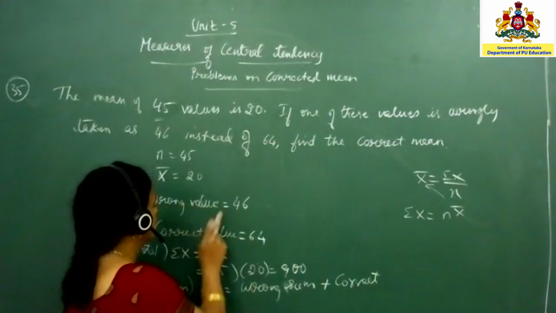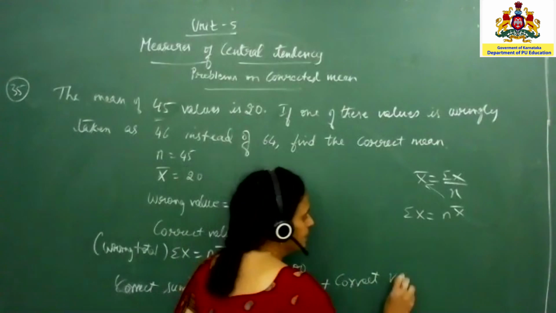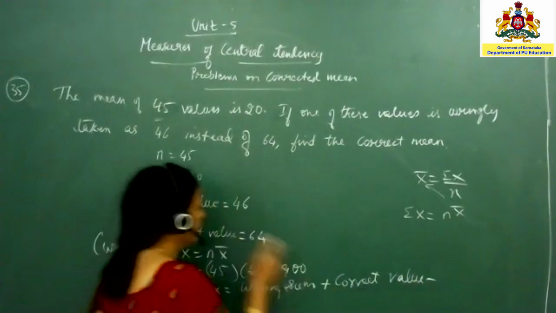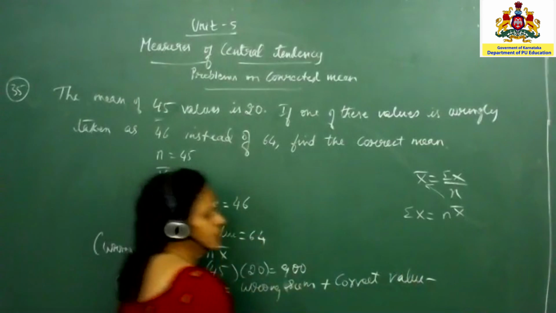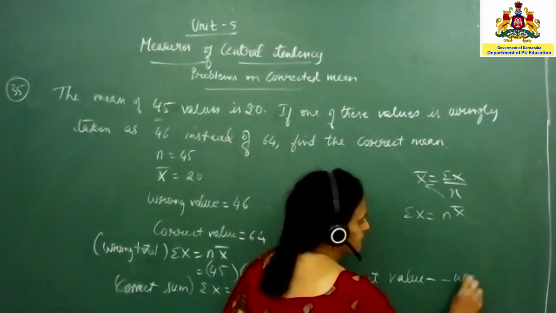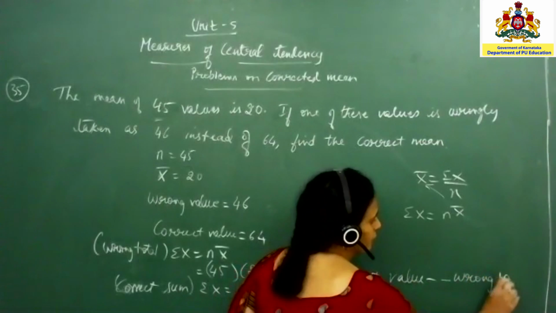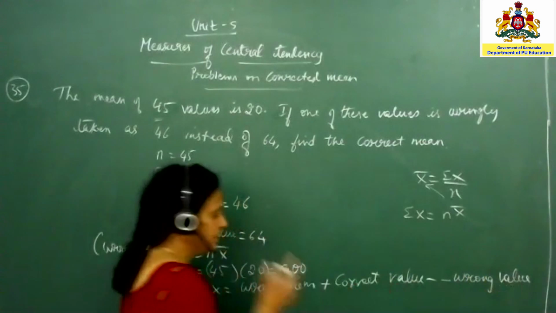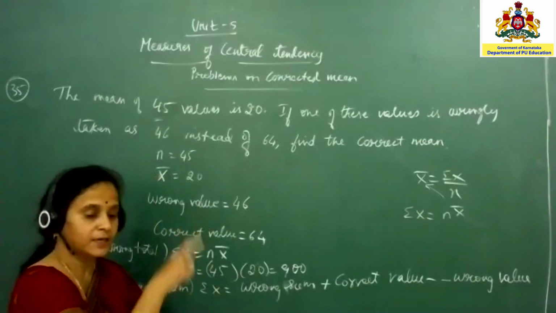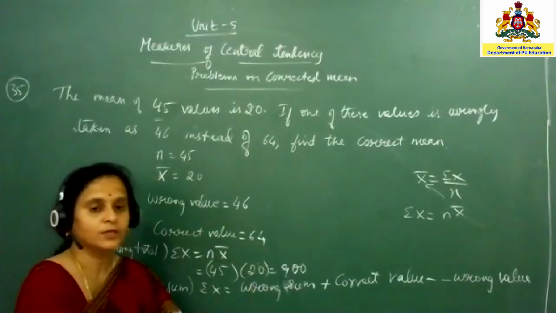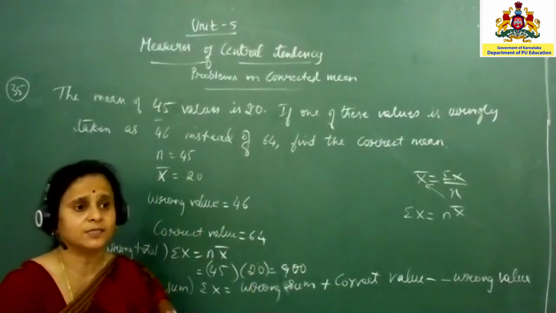Or what we have taken as the correct entry, we have to add up. In that, we have to subtract the wrong one. So just take it as minus the wrong value. Means in that total, I am just adding the correct value and removing the wrong value. Removing this, I have to subtract.